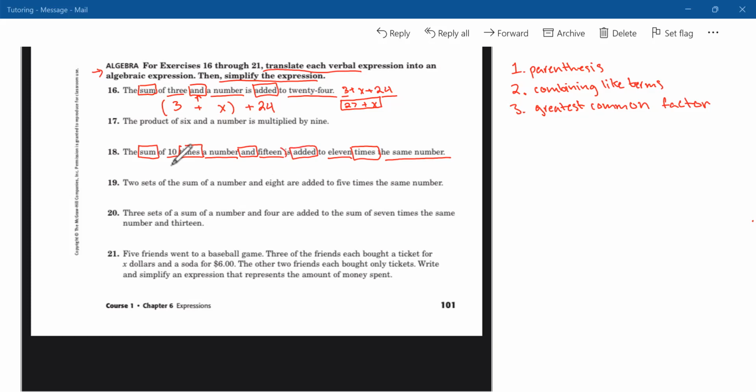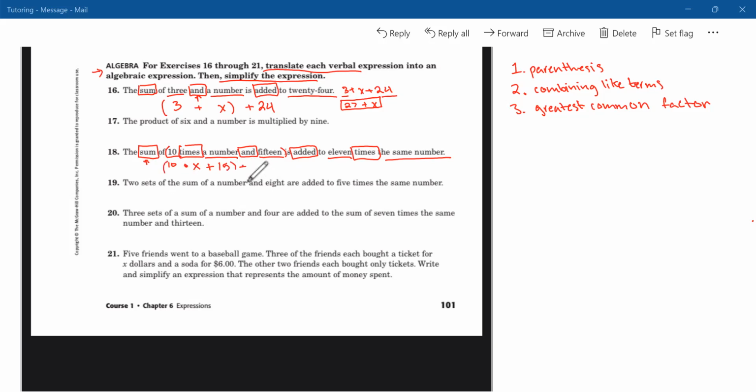We can put parentheses around this expression. So 10 times a number, which means we know we're going to multiply. And we know a number is referring to a variable, so we can put an x. So 10 times x and 15. Using this keyword, we know that this is going to be an addition sign because it says the sum. And then 15 is written like this, and we know to put parentheses.